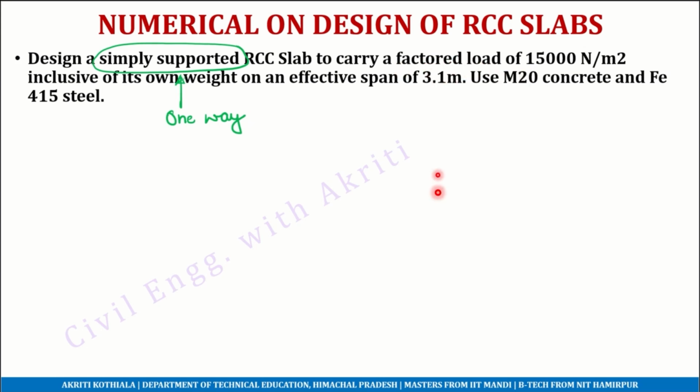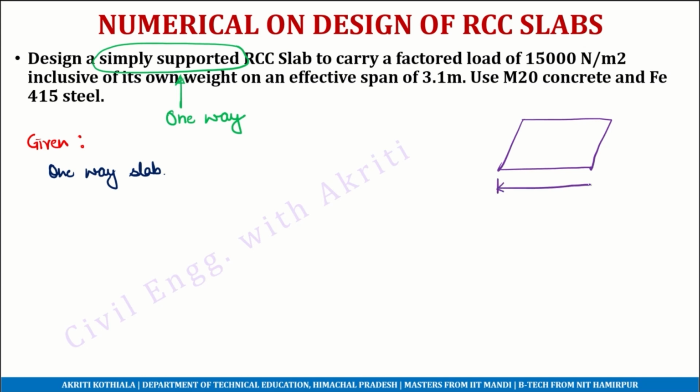You have been provided a factored load in the form of UDL. One more thing which we have to note is that in this question they have just given us one span. They are not providing us the dimensions of both the spans. They are just providing us the dimension of one main span along which we have to design. So this is 3.1 meters. We are not concerned with the dimension of this side because we can assume it to be equal to 1 meter. Always whenever we design a slab, we design it for a 1 meter width.